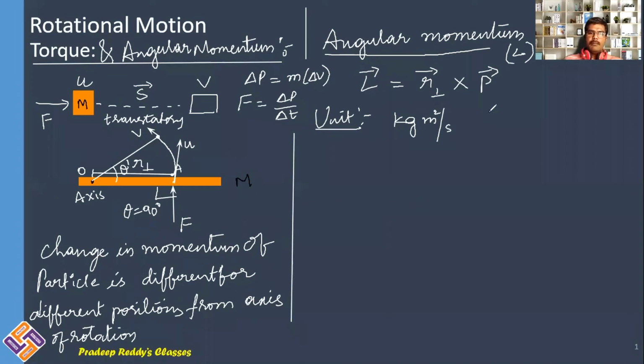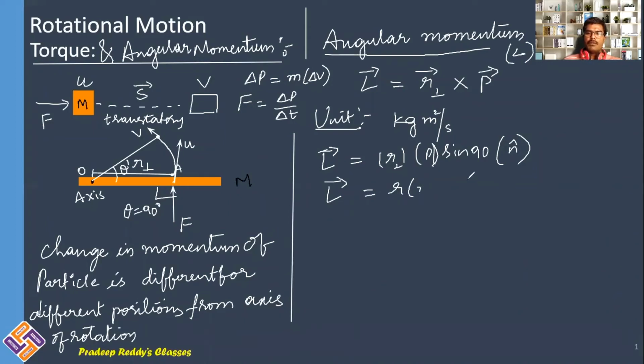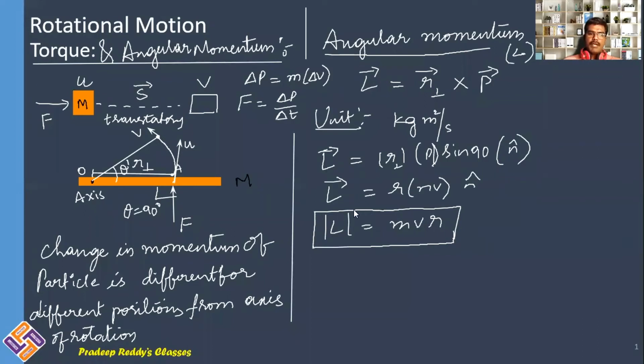You can also write L bar is equal to R perpendicular into P bar into sine 90 into n cap. But what is P? P is equal to mv. Therefore, L bar is equal to R into mv. Sine 90 is equal to 1, and n cap is the unit vector. So the magnitude of L can be written as mvr. This is the equation for the magnitude of angular momentum of the particle.